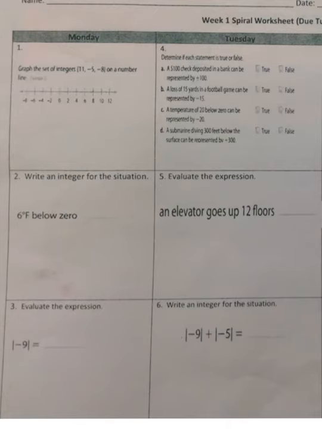Number 1, graph the set of integers 11, -5, -8 on a number line. Positive 11 should be graphed between 10 and 12. -5 should be between -4 and -6. And -8 should be on -8.